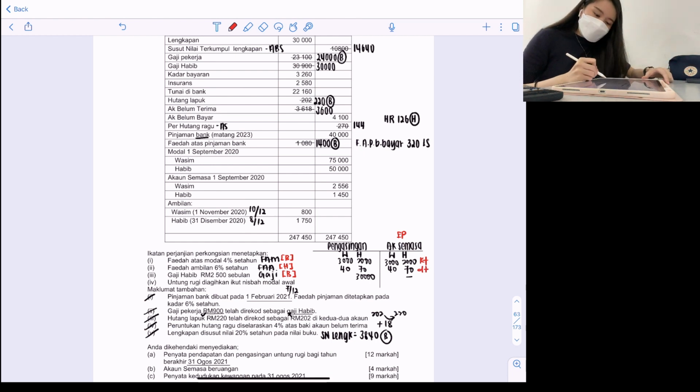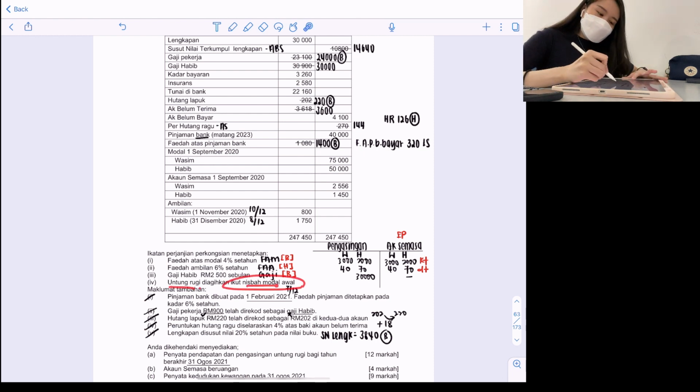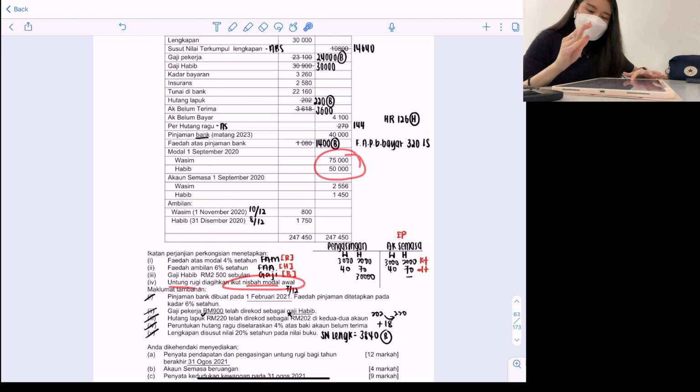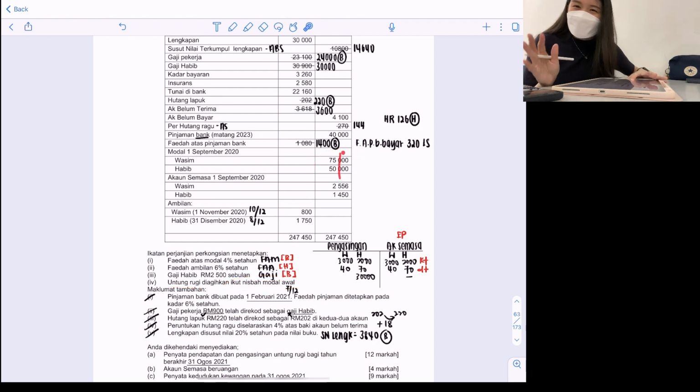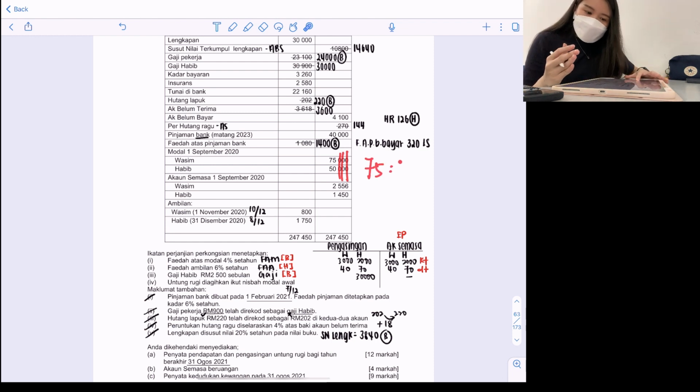Only thing left is how you're gonna split the untung or rugi. They said mengikut nisbah modal. If it's modal, then you look at your model. Okay, same. So how can I make a nisbah out of it? Just erase the zeros at the back. So not erase, not literally. Now you can cover with your finger. And once that, you will see that Wasim is 75. Habib is 50. So you can try to form a nisbah out of it by doing simplify.